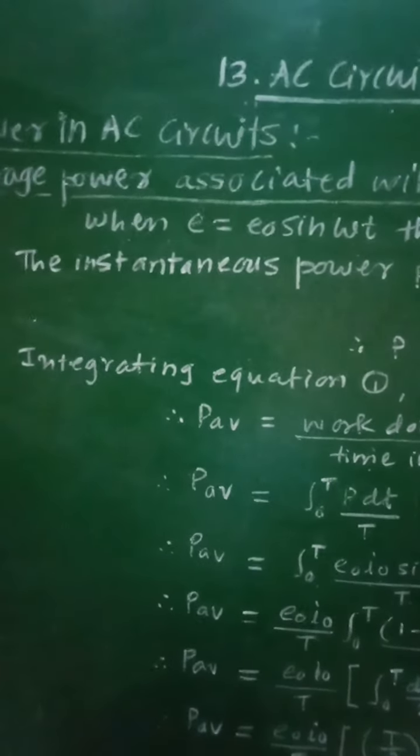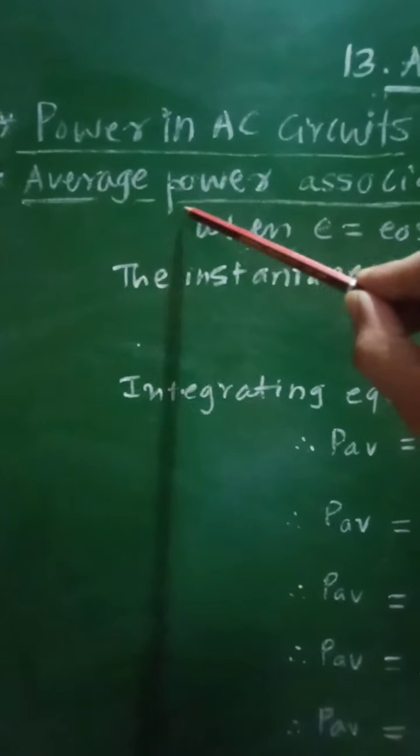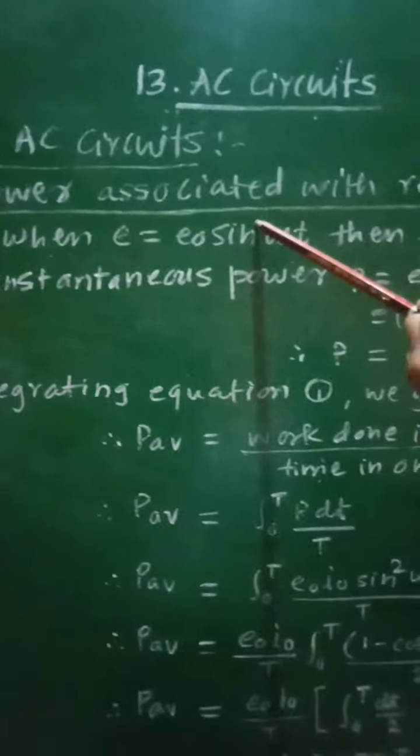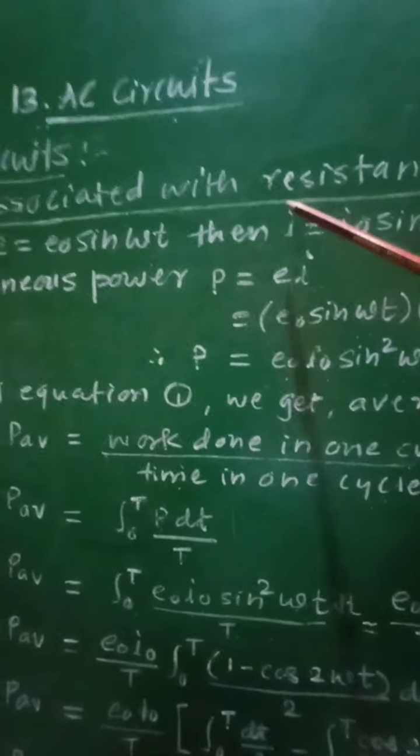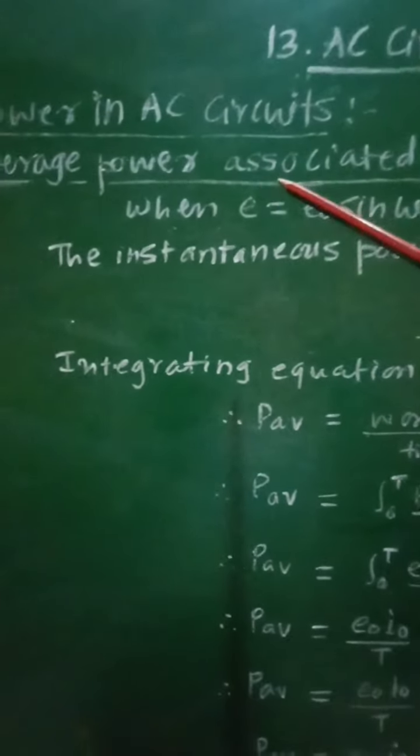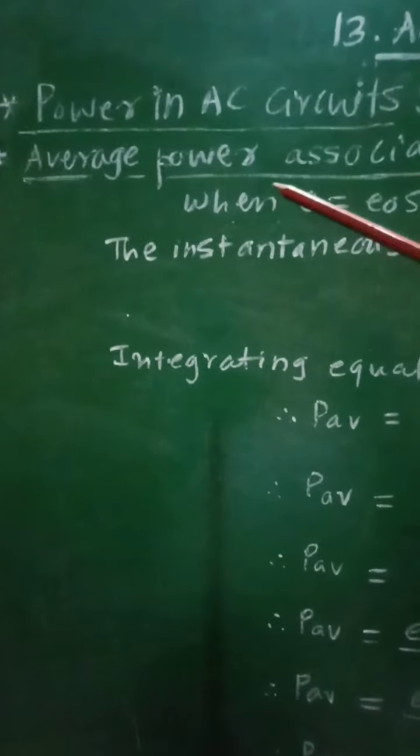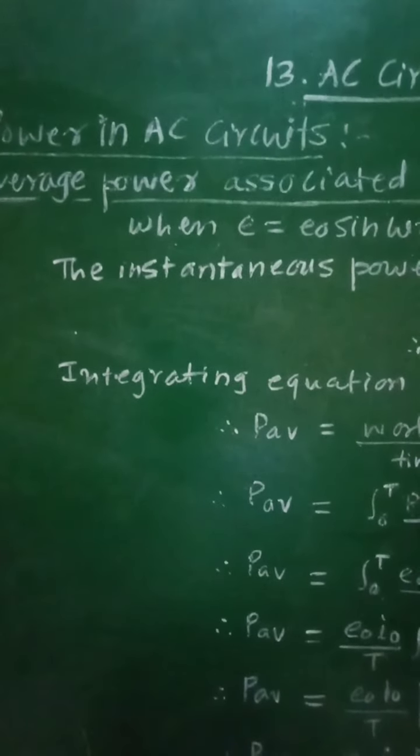And therefore let us now consider the average power associated with resistance. That is, here we will consider a purely resistive circuit, and for that purely resistive circuit we will have to find out the average power.